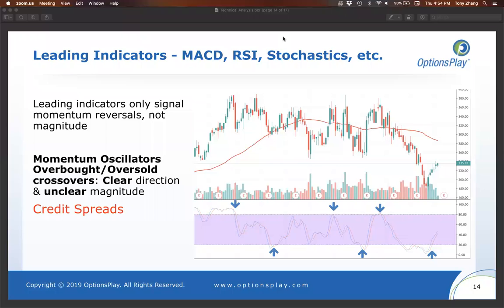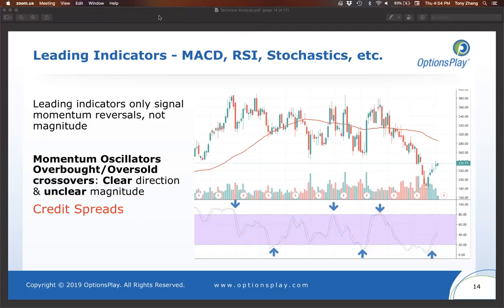One of the things I want to make sure everyone understands is that momentum indicators give you a clear sense for direction, because all of these momentum indicators have what we call sell signals or buy signals that tell you when momentum is rolling over. What these signals are really telling you is that momentum is reversing. That's all it's telling you. But it does not tell you whether it's going to reverse by 0%, 1%, 5%, or 10%. So momentum indicators do not give you a clear sense for magnitude.